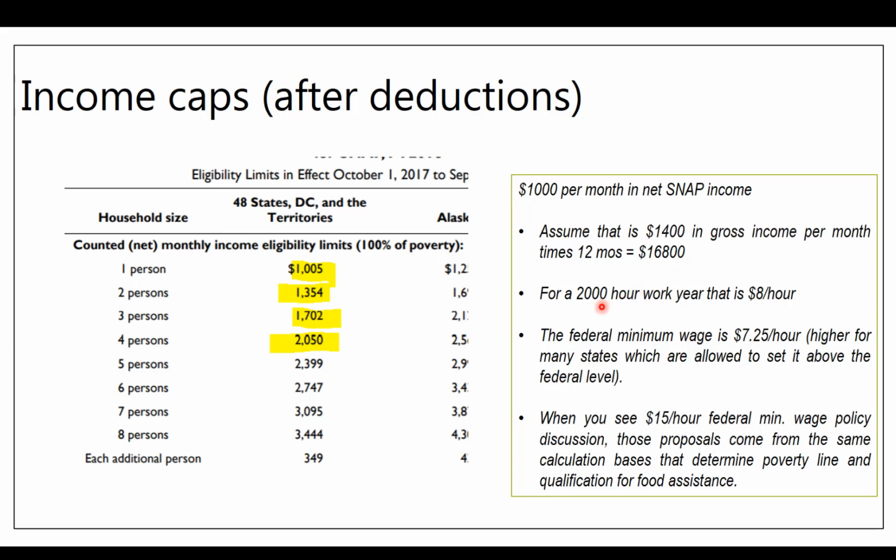For the year, a 2,000-hour work week, that's about $8 an hour, and the federal minimum wage right now is $7.25 an hour. So when you see the quotes on federal minimum wage, maybe you're better at this than me. I just assumed people were picking a number and saying the federal minimum wage should be $15. It turns out it's actually based on these kind of numbers on the poverty line, basically saying people working full-time hourly wage work should have this level above poverty income, right?